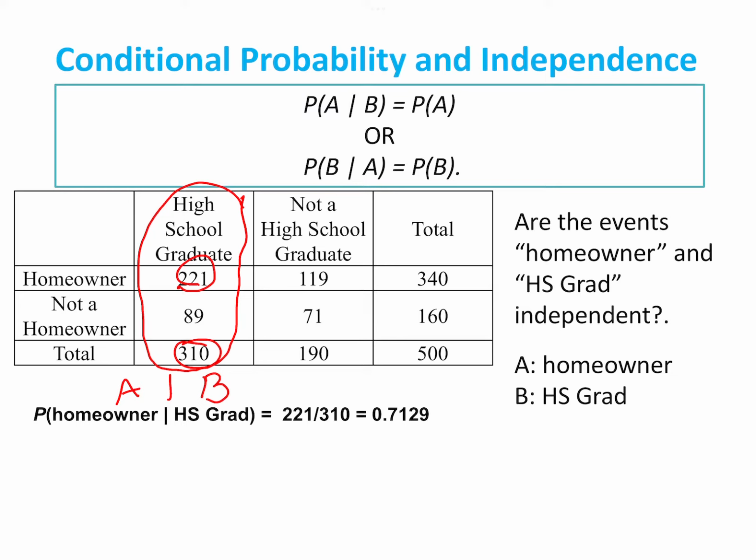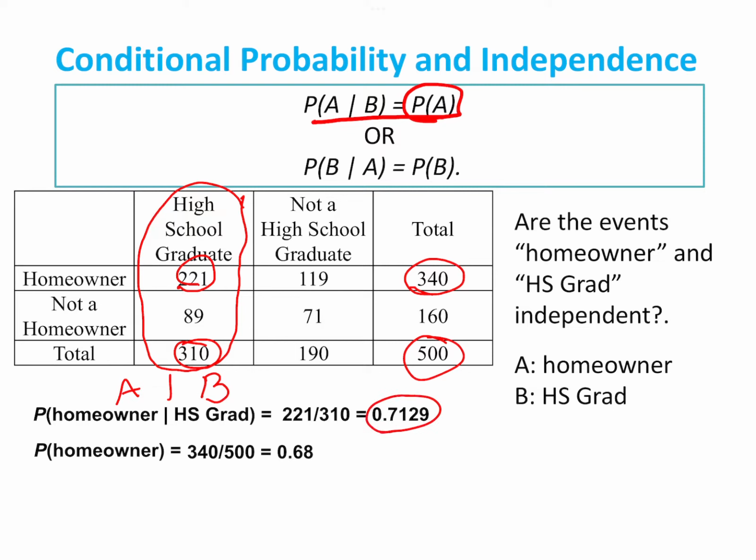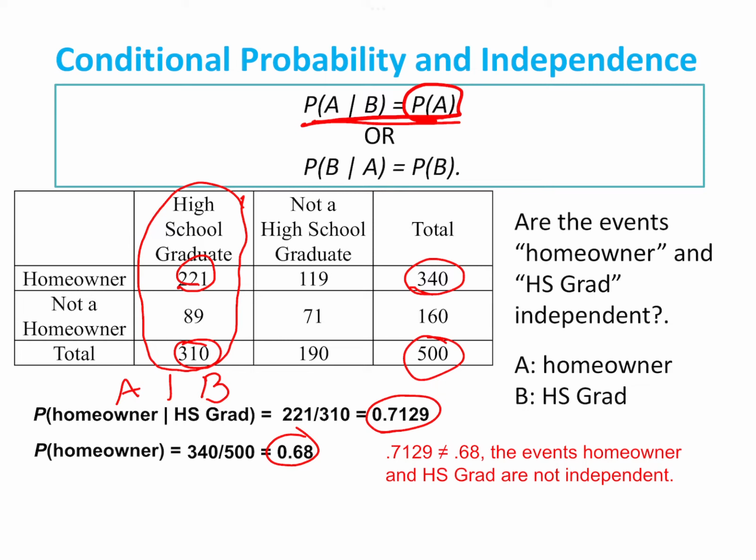So the next thing we have to find is the probability of just A, because if I had A given B, now I need the probability of A. So the probability of a homeowner, now we're looking at all of it. A homeowner would be 340 out of 500, which is 0.68. And then we compare these two. To be independent, according to our formula, they have to be equal. So in this case, since those two are not equal, the two events are not independent.